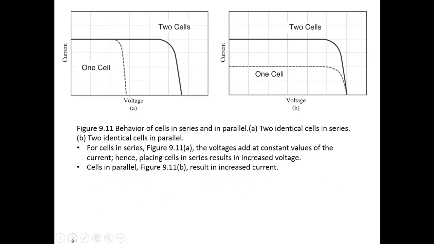So, figure 9.11 shows the behavior of cells in series and parallel. For example, figure A shows two identical cells in series, and figure B shows two identical cells in parallel. For cells in series, figure A, the voltages add at constant values of the current, hence placing cells in series results in increased voltage. The cells in parallel, figure B, result in increased current.